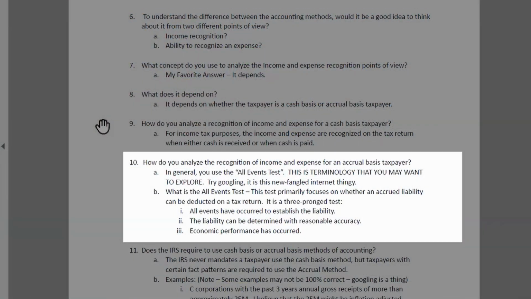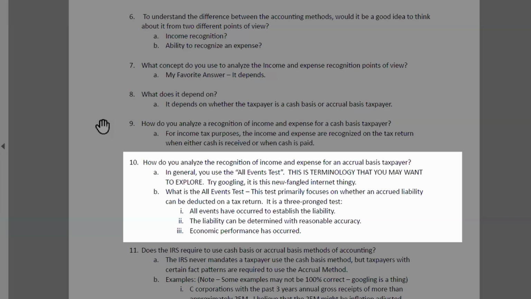How do you analyze the recognition of income and expenses for a cash basis taxpayer? Number 10. Come on. We did 9. Number 10. Yeah, 10. Sorry. How do you analyze the recognition of income and expenses for an accrual basis taxpayer? In general, you use the all events test. This is terminology that you may want to explore. Try Googling. What is the all events test?